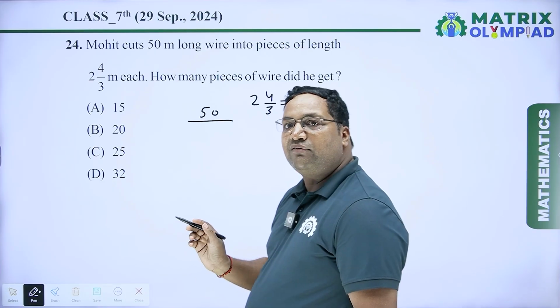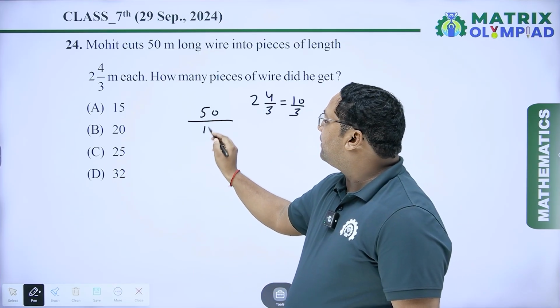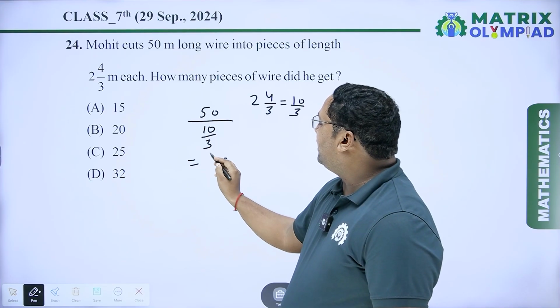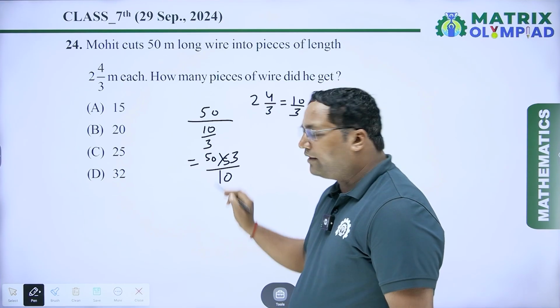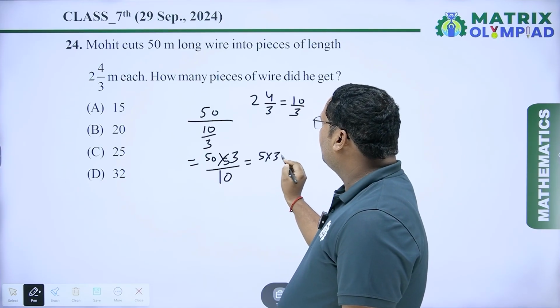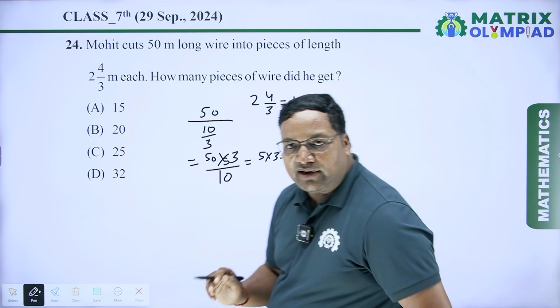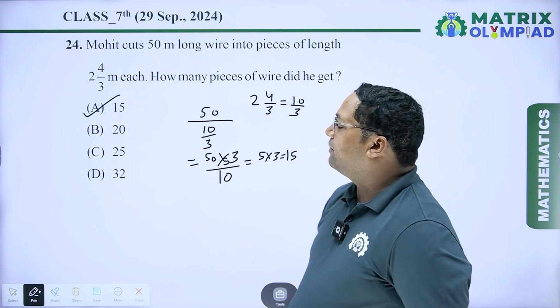Now the total length of wire is 50 meter. So we have to divide 50 by 10 by 3. So again, you will get 50 into 3 divided by 10. So here it is 5 into 3, which is equals to 15. So how many pieces of wire did he get? So he will get 15 pieces of wire. So option number A is correct.